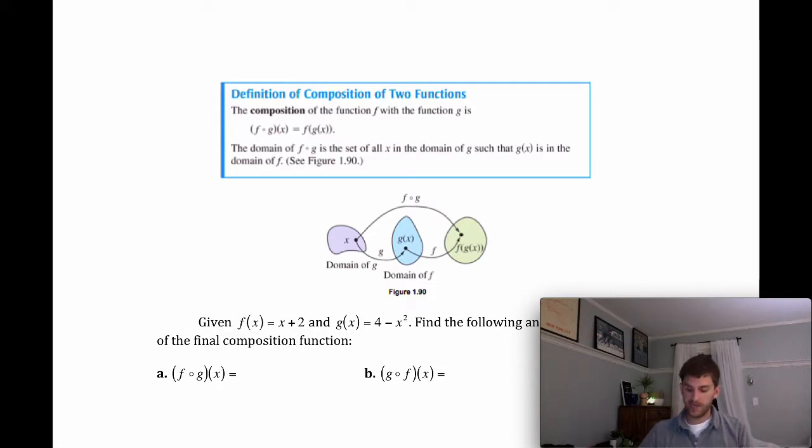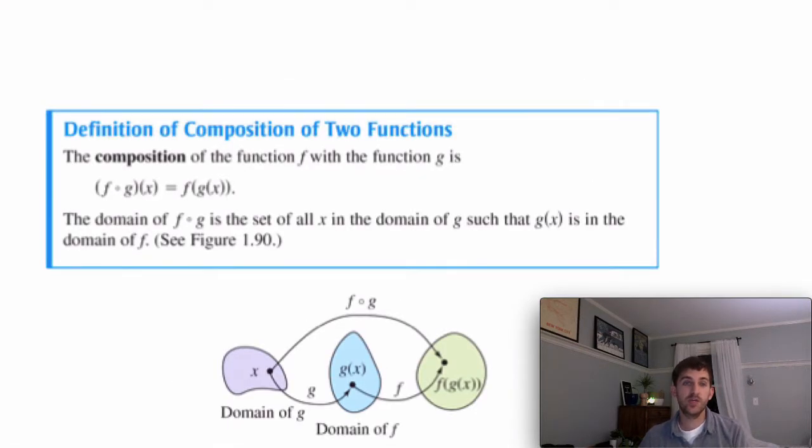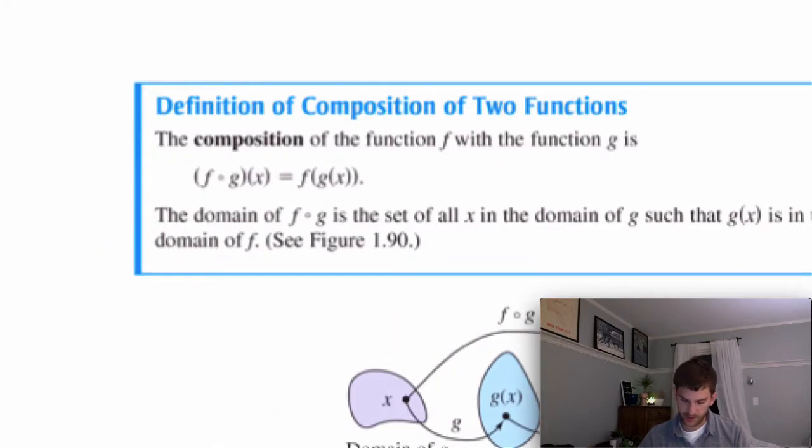In addition to adding, subtracting, multiplying, and dividing functions, we can actually do this thing called composition of functions. So the composition of the function f with the function g is written like this, and I'm going to write it a little bit bigger. F we'll do in blue or red, g we'll do in green again. So the notation that we're going to use looks something like this.